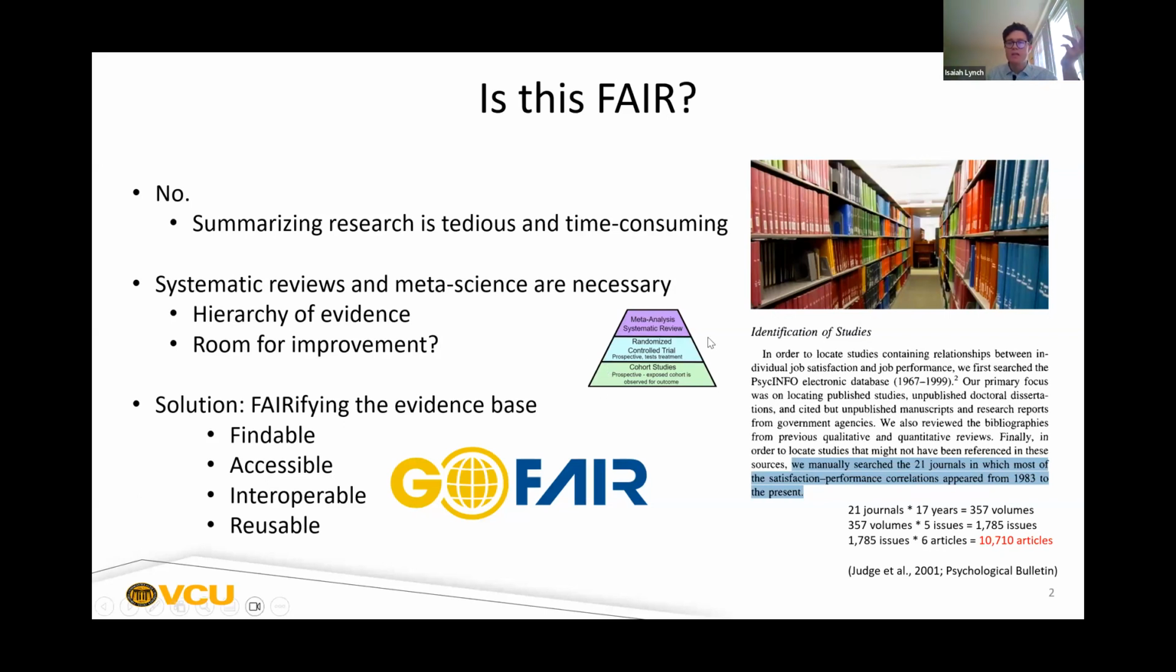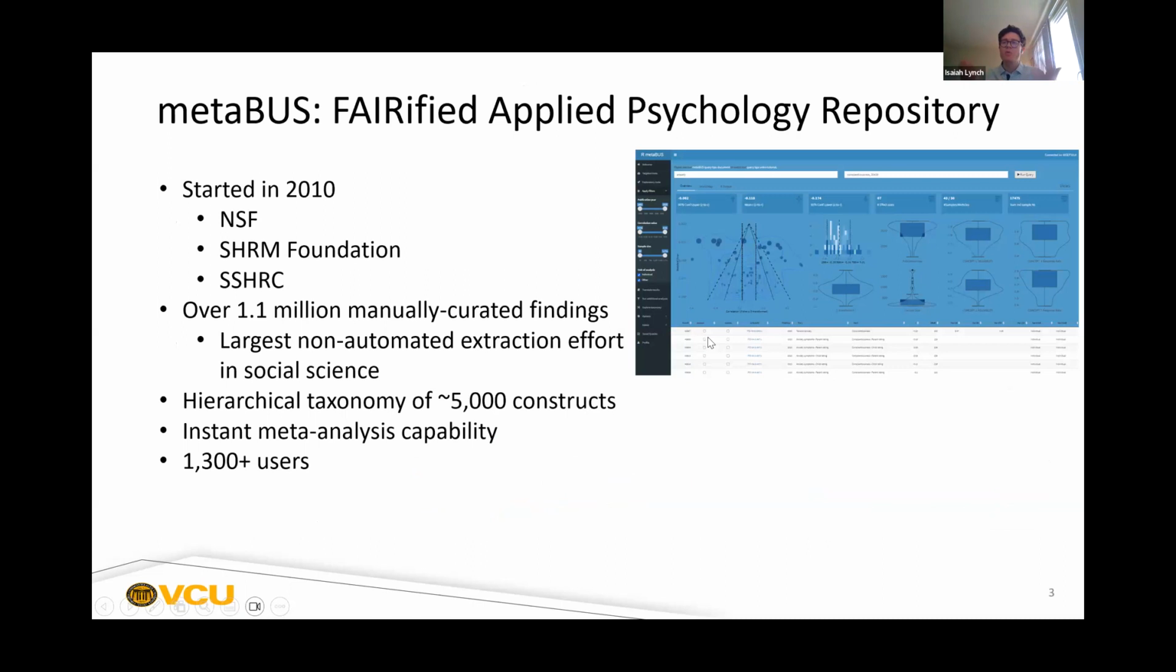So now let's talk a little bit about Metabus to talk about where we started from. Metabus started in 2010 and represents over 1.1 million manually curated findings, again in the field of applied psychology. This is the largest non-automated extraction effort in the social sciences. Along with the curated findings, there's also a hierarchical taxonomy of 5,000 constructs. So the constructs are given a unique name as well as a unique 5-digit identifier.